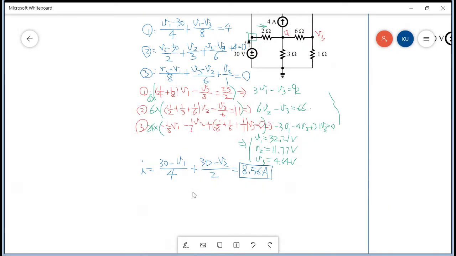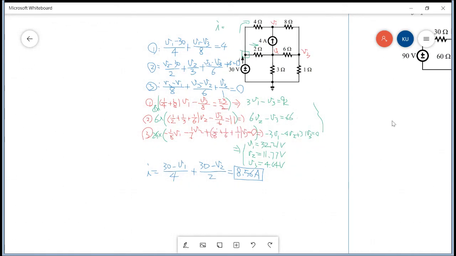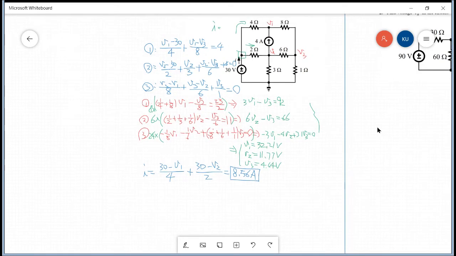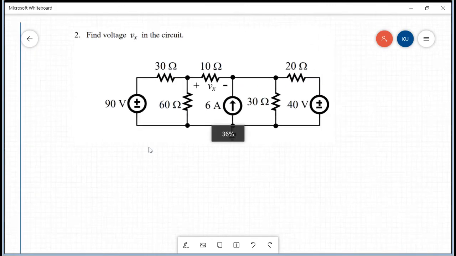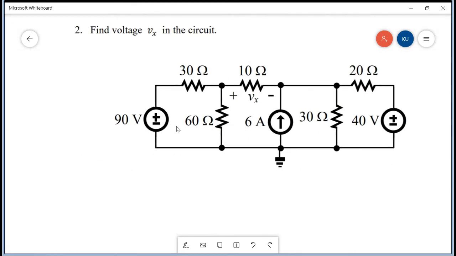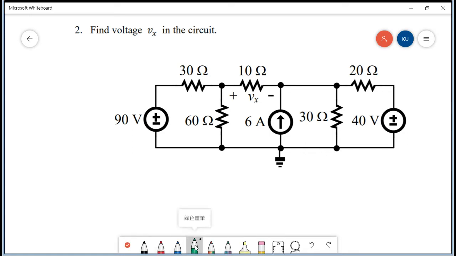Okay, so the next one, we're supposed to find Vx, the voltage across the 10 ohm resistor. So we can use source transformation.